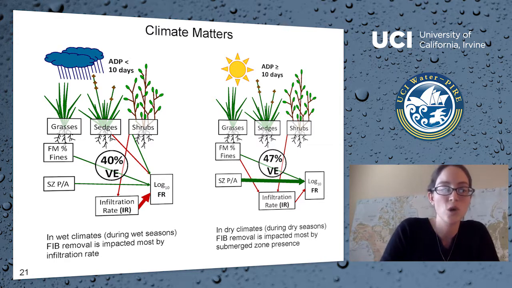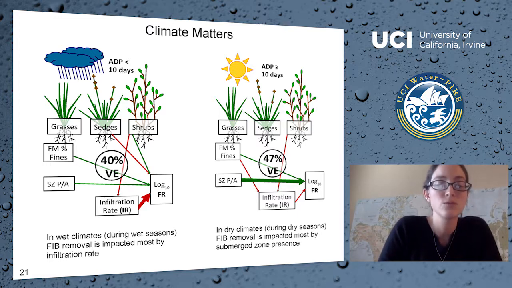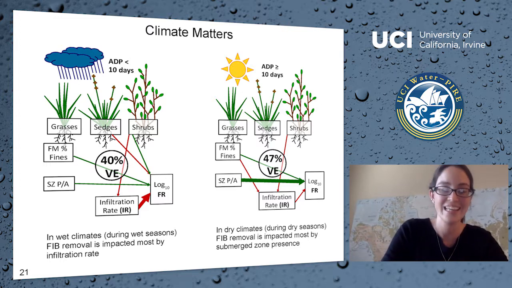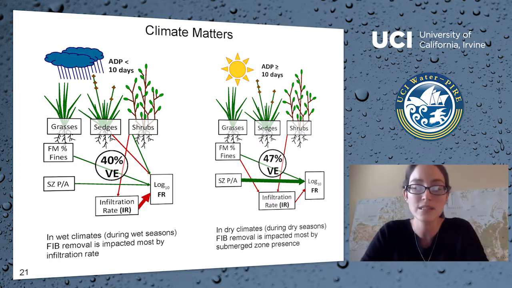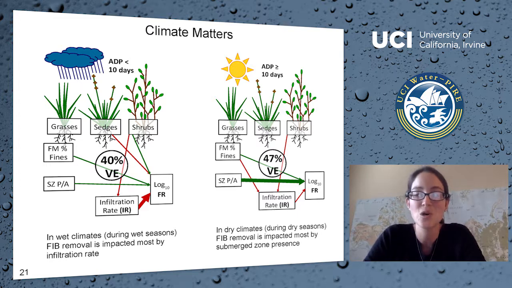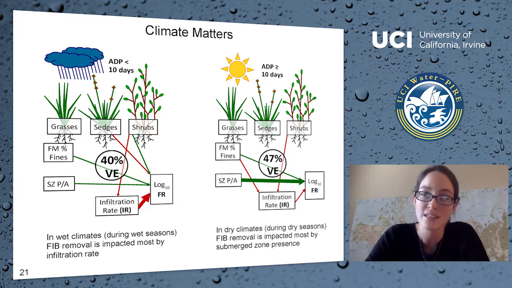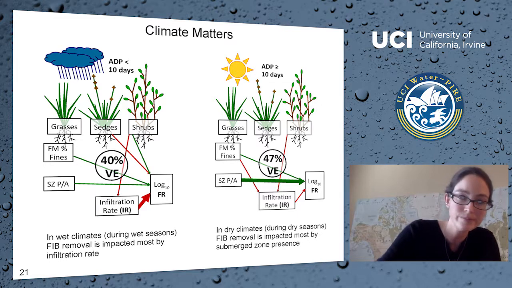And if you look at our wet climate, wet season model, we see that fecal indicator bacteria removal is impacted most by the infiltration rate. So any reduction in the infiltration rate is going to increase fecal indicator bacteria removal. Whereas if we move into drier climates, we see that the submerged zone presence-absence is what matters most, and the presence has a positive impact on fecal indicator bacteria removal. Infiltration rate matters much less in that case.